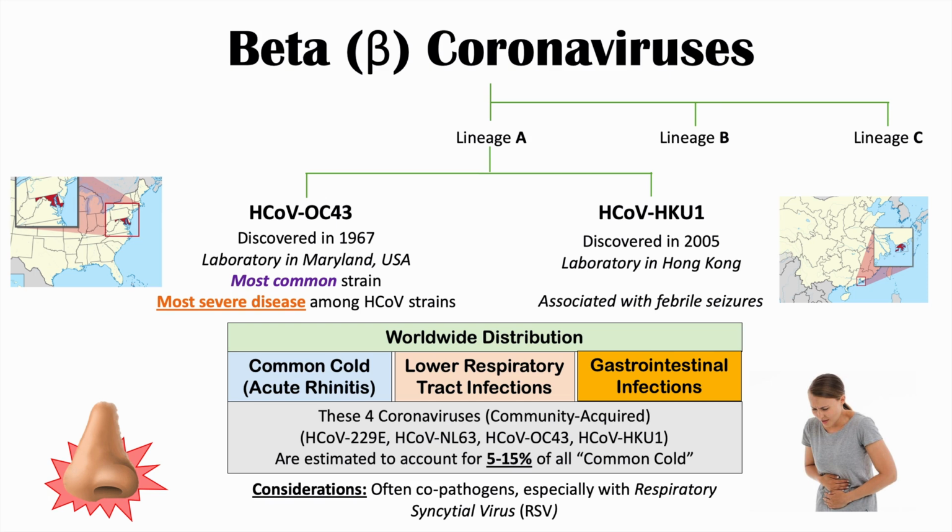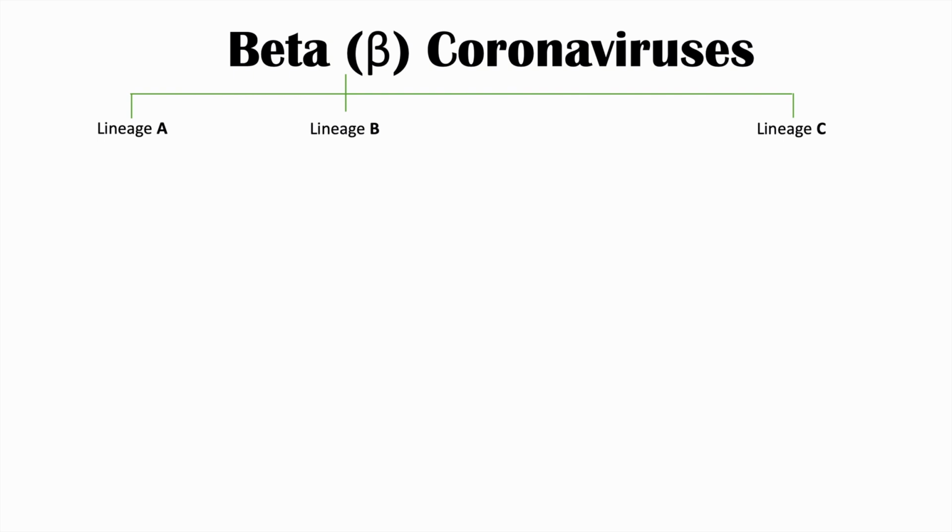And some other considerations with these coronaviruses is that they often occur as co-pathogens. Co-pathogens means that they occur with another virus, so another virus that tags along. And most often it's usually a respiratory syncytial virus, or RSV. RSV is also known to cause a lot of lower respiratory tract infections as well. So both of these can essentially combine their efforts to infect an individual. The other beta coronaviruses are in lineage B and lineage C.